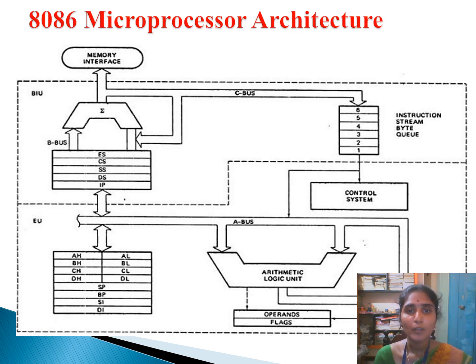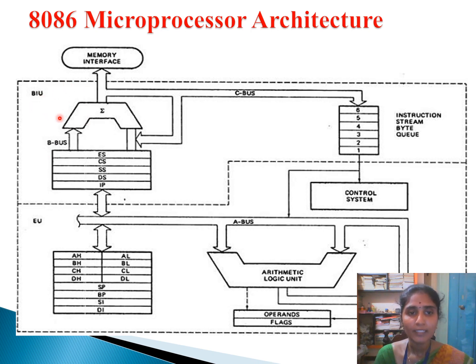This is the microprocessor architecture. The 8086 architecture contains two parts. One is BIU and the other one is EU. BIU refers to the bus interface unit, and EU refers to the execution unit.